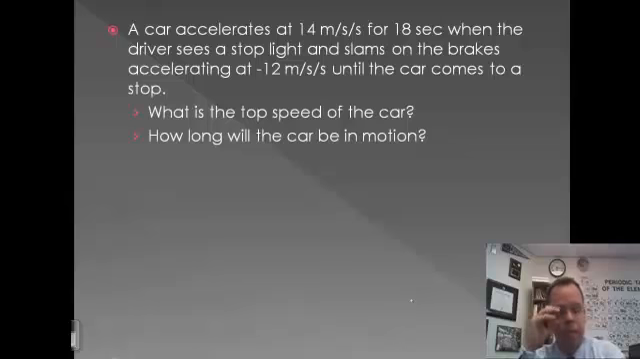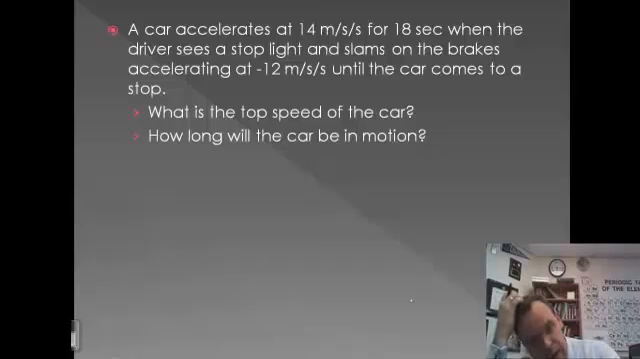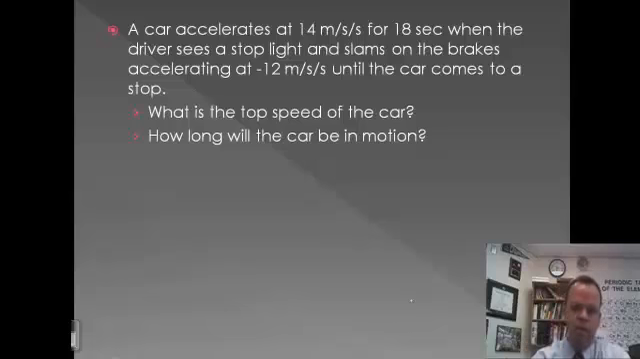Okay, one last, much more challenging problem. A car accelerates at 14 meters per second squared for 18 seconds. When the driver sees a stoplight, it slams on its brakes, accelerating at negative 12 meters per second squared until the car comes to a stop. What is the top speed of the car? How long will it be in motion? So we need to break this into two parts.